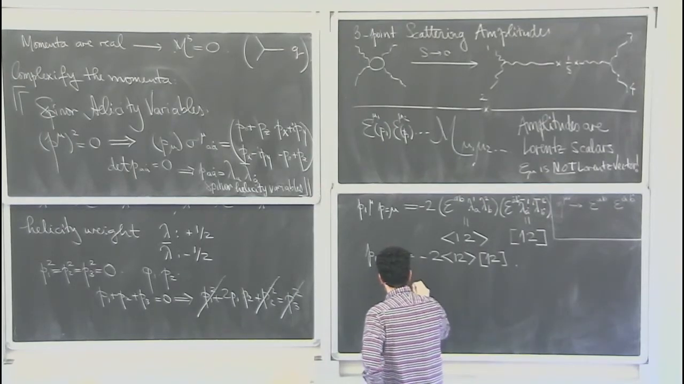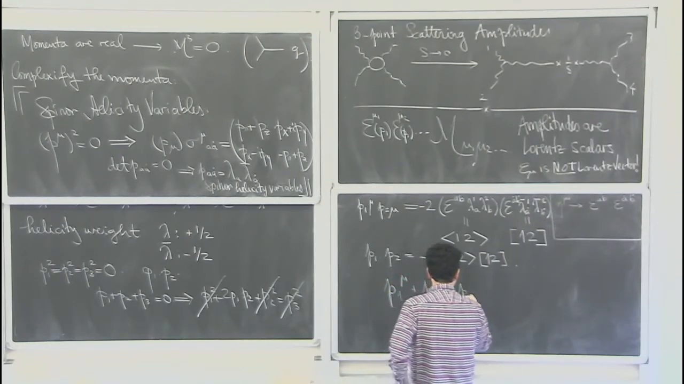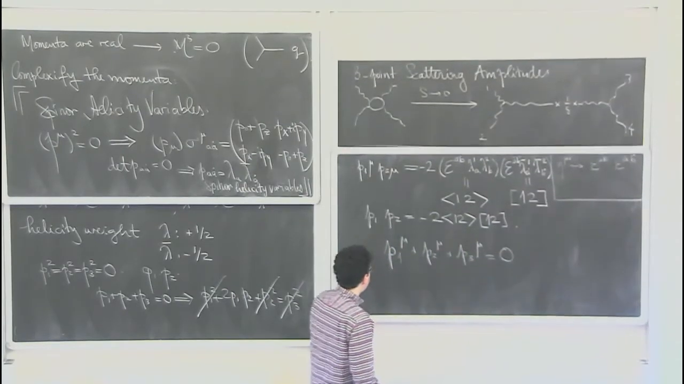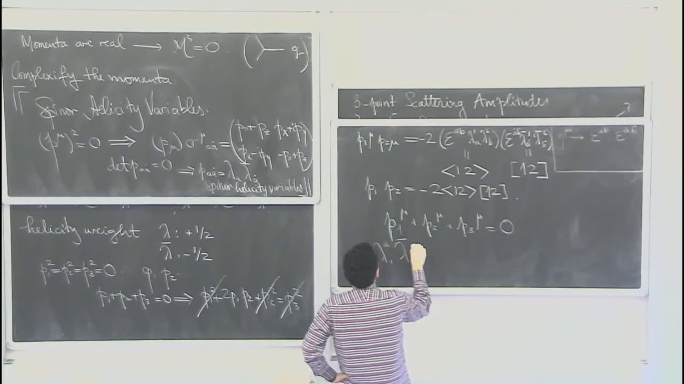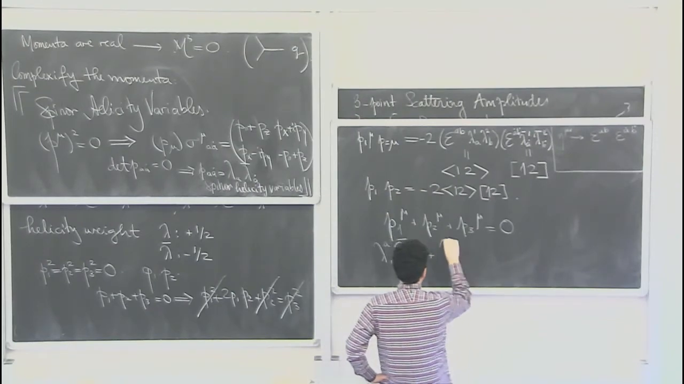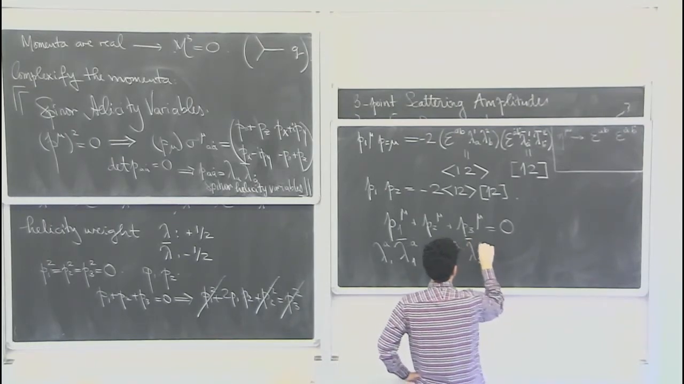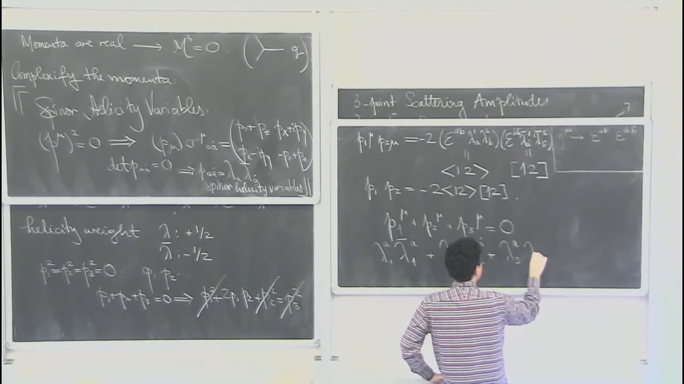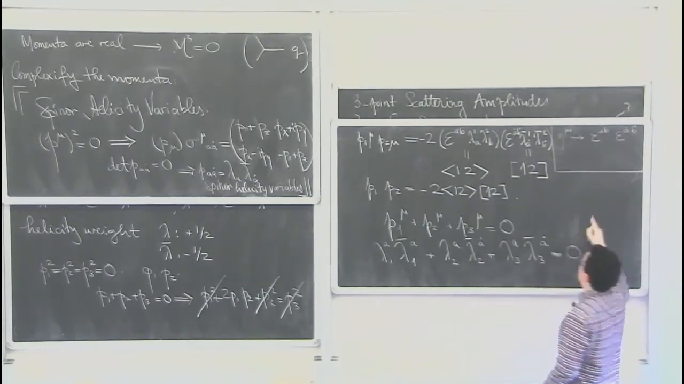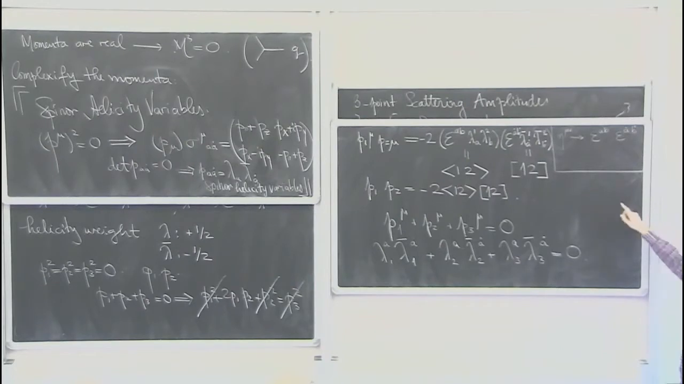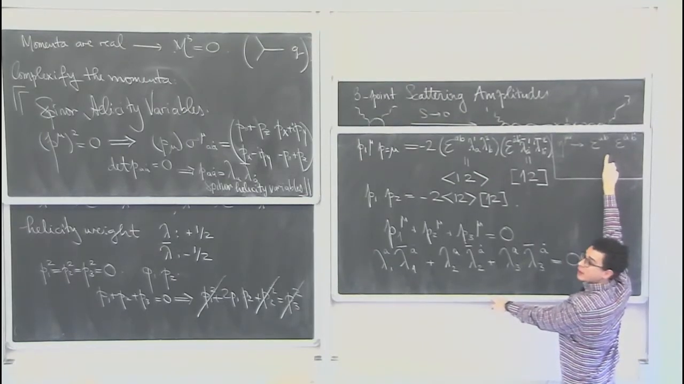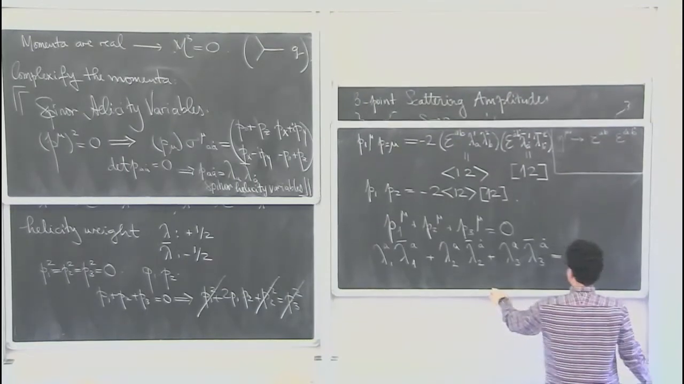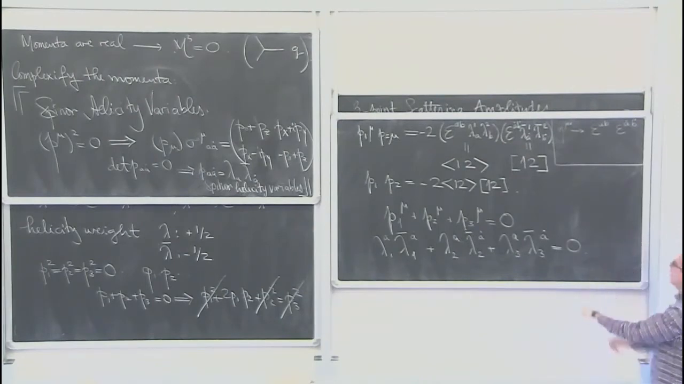Now we'll see that there is some slight hope for wiggle room. So I have P1 mu plus P2 mu plus P3 mu equals 0. And then we go to these variables. So this means that lambda 1 lambda bar 1, I'm probably messing up with the indices, plus lambda 2 lambda bar 2, plus lambda 3 lambda bar 3 equals 0. Now notice something nice: the dot product using eta is symmetric, but each of these dot products is anti-symmetric because they involve the epsilon symbol. So in particular, if I take a dot product of any guy with himself, I get 0.